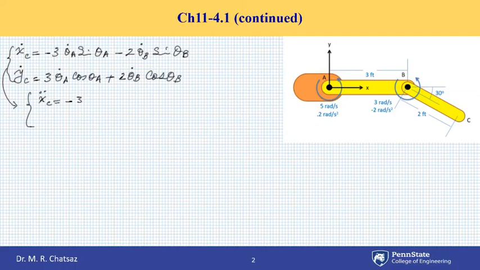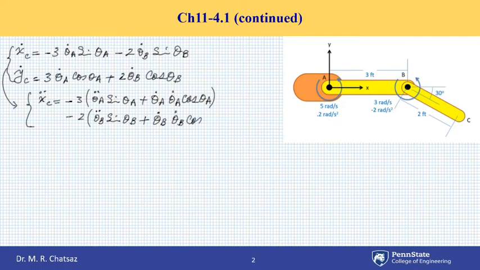3 times theta double dot A sine theta A plus theta dot A times derivative of sine of theta A, which is theta dot A cosine theta A. And then the second term is minus 2 times, again I have a product, so I have derivative of first, which is theta double dot B times second, plus first times derivative of sine of theta B, which is theta dot B cosine theta B.